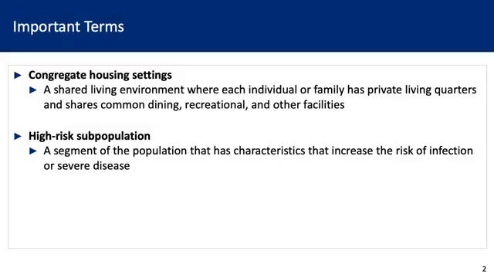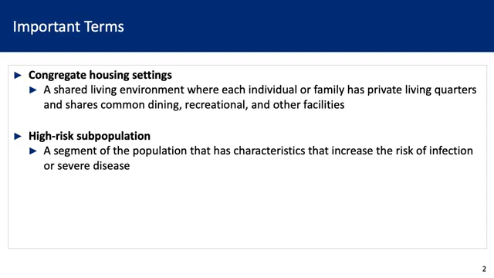So as you know, when someone who's infectious has more and closer contacts with more people, that can be a really risky scenario for transmission. There are a couple of important terms to keep in mind here. One is congregate housing settings. This is any kind of shared living environment where an individual or a family has private living quarters but shares common dining, recreational, or other facilities with others. These can be risky places for transmission.